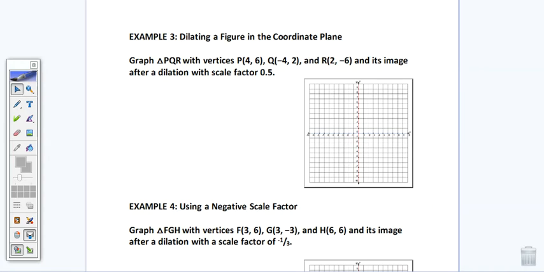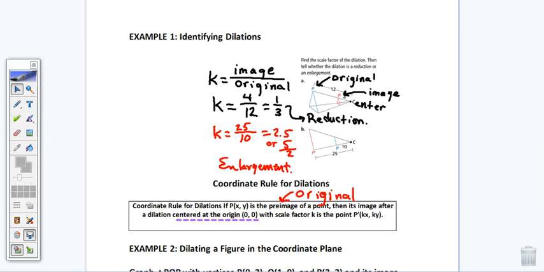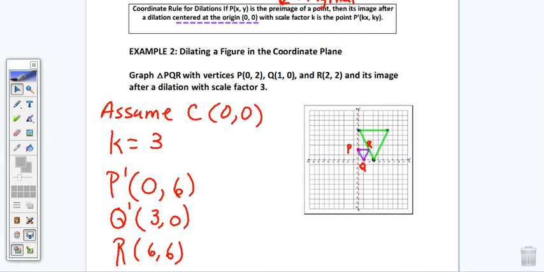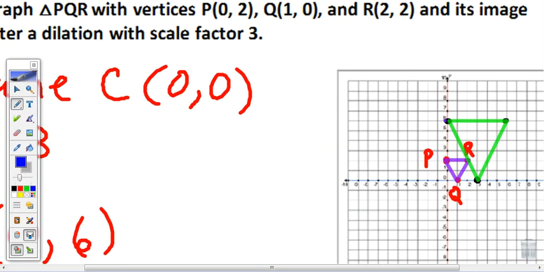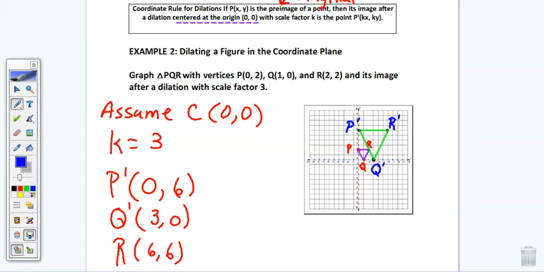And you know what? I should probably back up on the last example. If I labeled my original points P, Q, and R, we better label our image points, right? P prime, Q prime, R prime. So let me go back and do that quickly. This point up here on the top left would be P prime. This would be Q prime, and this would have been R prime up there. So you might want to make sure you get those in there.